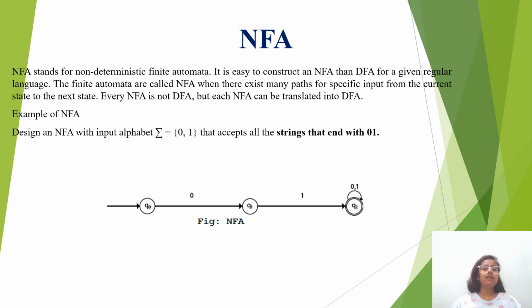For example, design an NFA with input alphabet 0 and 1 that accepts all the strings that end with 0 and 1. Here is the state diagram of the NFA. Q0 is the first state and Q2 is the final state, which accepts all the input strings.